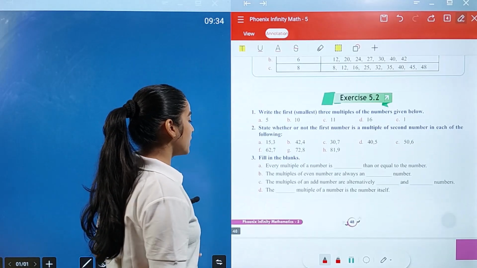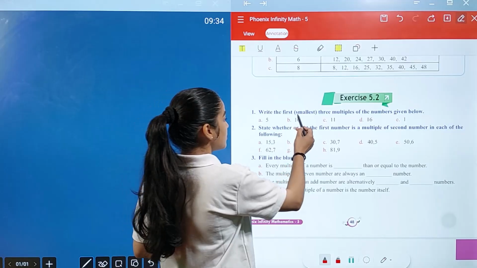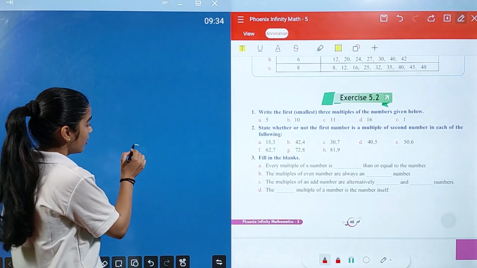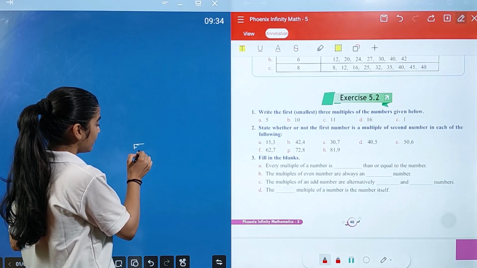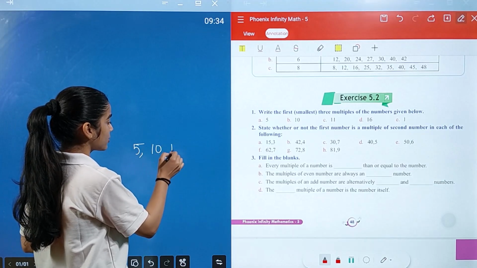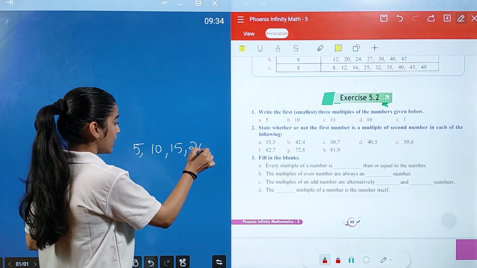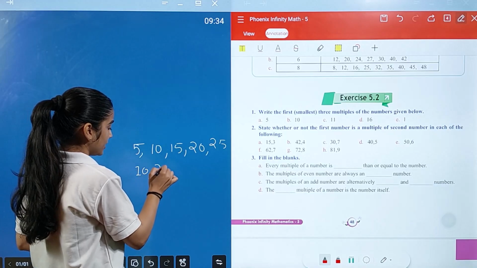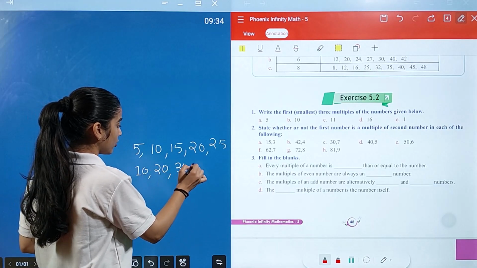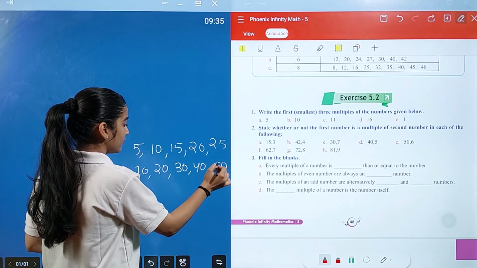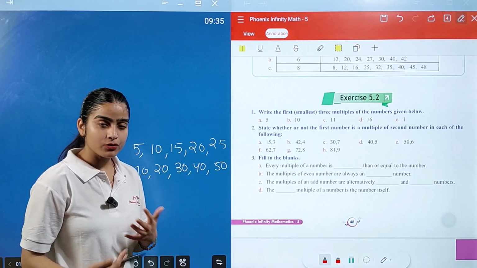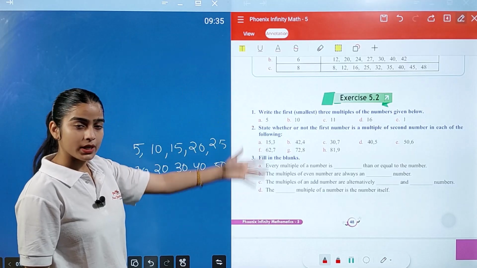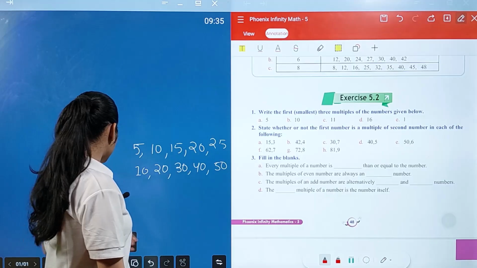Now we move forward to our exercise. Write the first three smallest multiples of the numbers given below. So first, 5. You just have to read the table of 5. 5 ones are 5, 5 twos are 10, 5 threes are 15, 5 fours are 20 and 5 fives are 25. In the same way you just have to read out the number's table till the fifth place and you will get your answer. Now we move forward to question number 2.